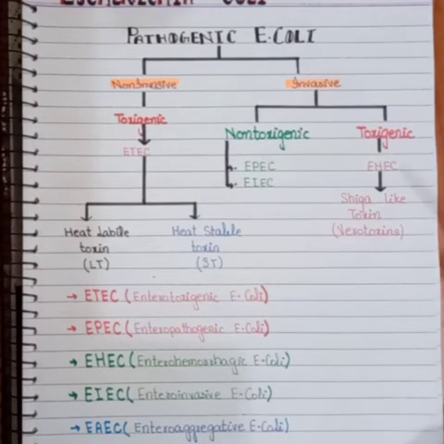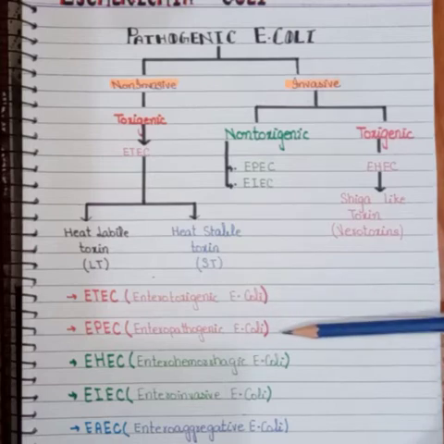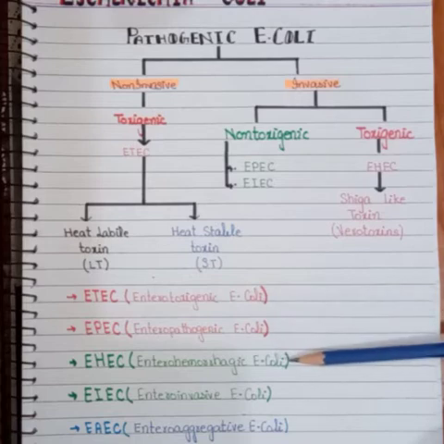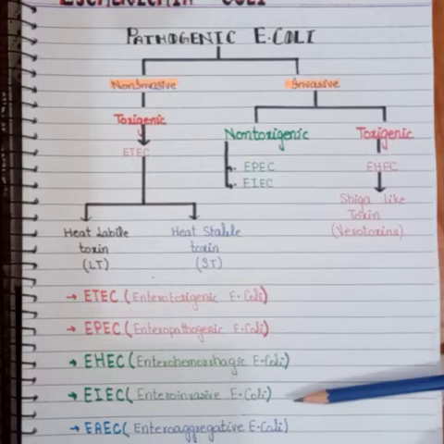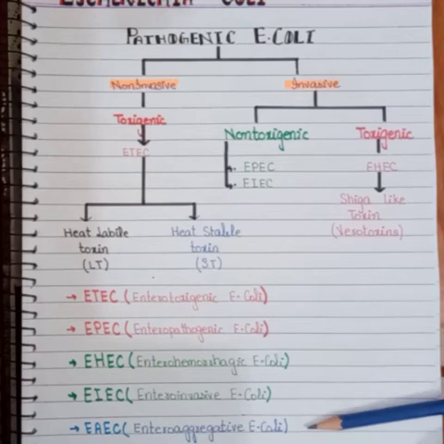So here we have the different subtypes of E. coli. First we have enterotoxigenic E. coli or ETEC. Second we have enteropathogenic E. coli or EPEC. Third we have enterohemorrhagic E. coli or EHEC. Fourth we have EIEC, that is enteroinvasive E. coli, and in the last we have the EAEC or enteroaggregative E. coli. Now let's discuss one by one briefly.